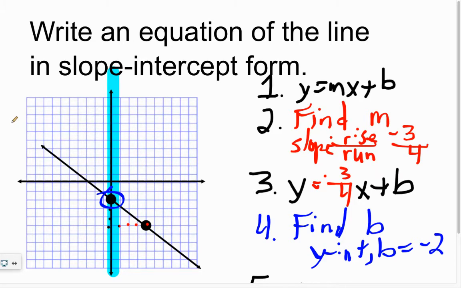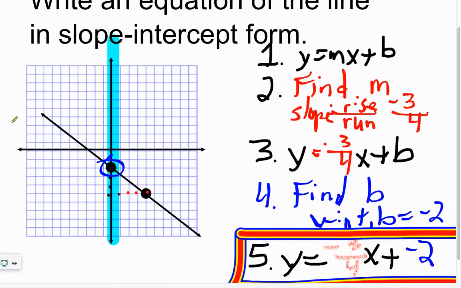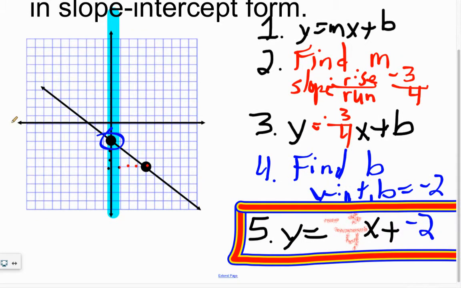Y equals, keep that slope of -3/4 x plus, now plug in your b. What did we just find b to be in the last problem? Bingo. Done. And from there, you can put a box around step 5, or even just around that equation, because that is our final answer. Y equals -3/4 x plus -2. You have written it in slope-intercept form.